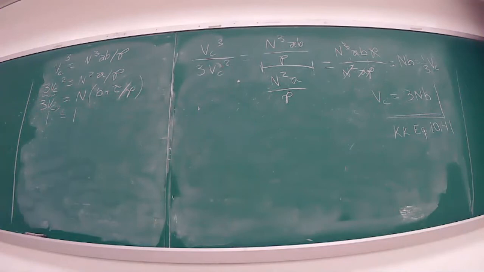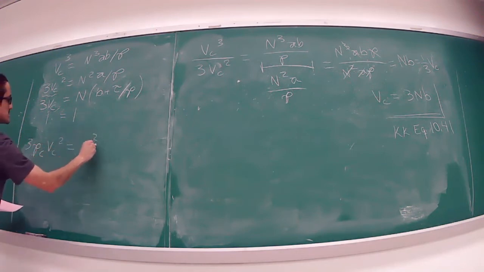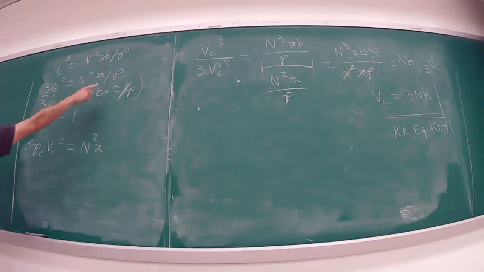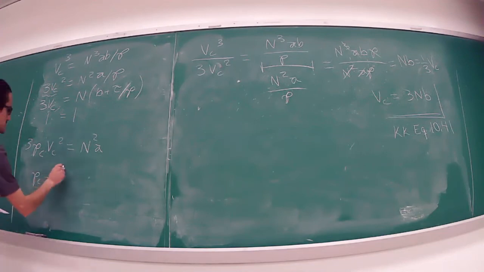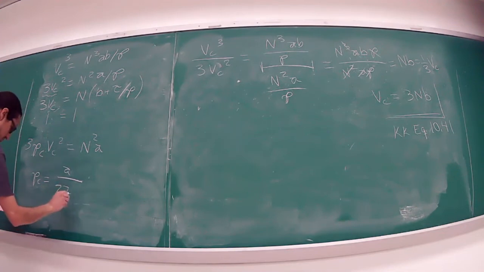So we can do the same thing. I'm not going to do it, but we can do the same thing to find the critical pressure. So the critical pressure, we can get it from this one over here. So 3 critical pressure, critical volume squared equals n squared a. So if you solve for the critical pressure, you're going to get a divided by 27 B squared. And this is also equation 10.41.